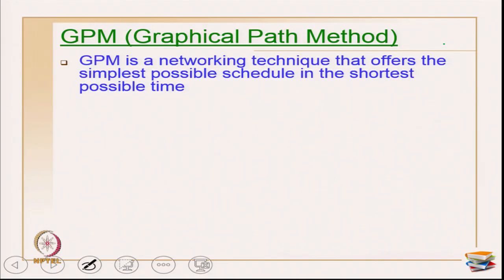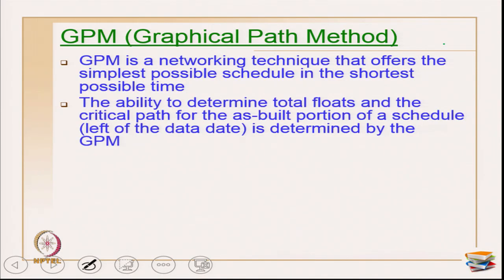So GPM is a network technique again that offers the simplest possible schedule in the shortest possible time. Okay. So the abbreviation is graphical path method. Now what happens here? This GPM has come after you are primarily on the CPM network only, and when you are showing your calculations on total floats, you are calculating the critical path and so on. Once the project has progressed, and during the execution period, half of the project has progressed and so on, and if you want to know what has happened in the as-built portion, then it is very difficult for somebody to look at the updates and do analysis on the as-built portion.